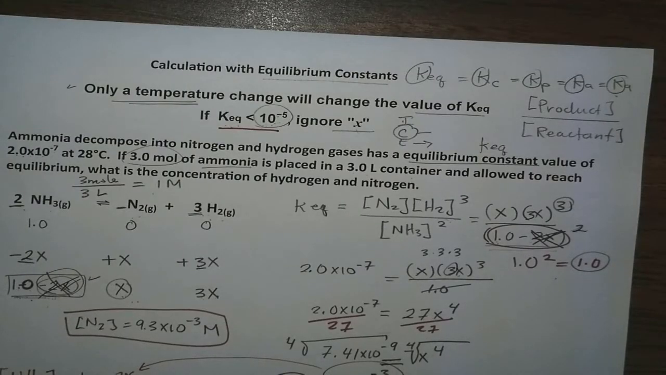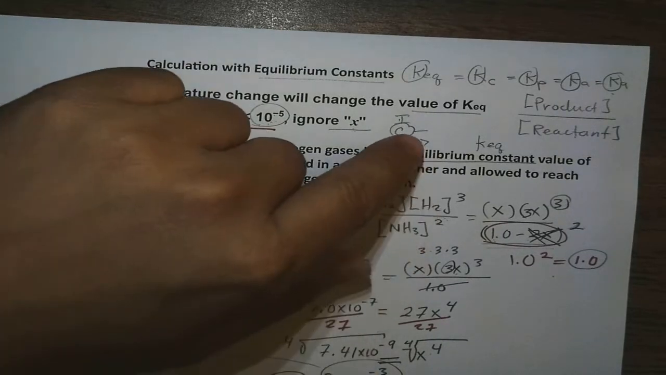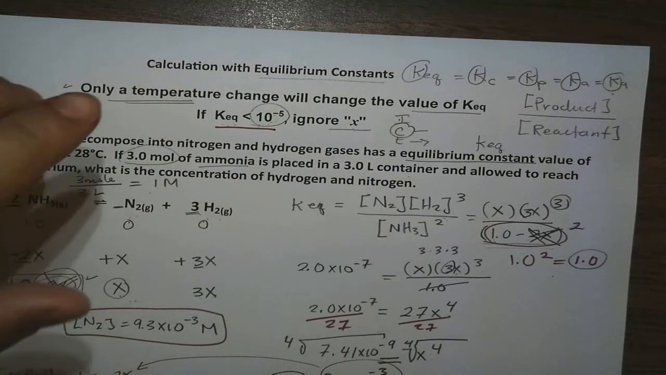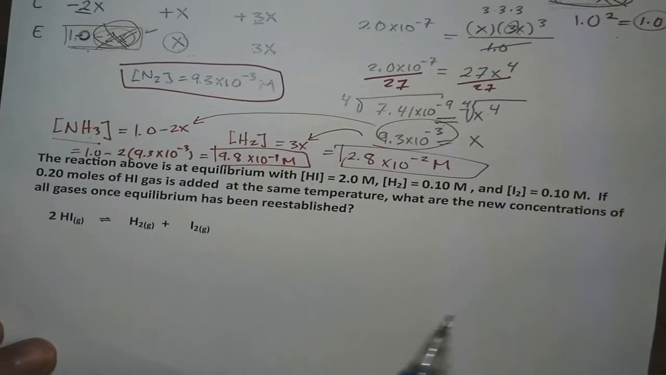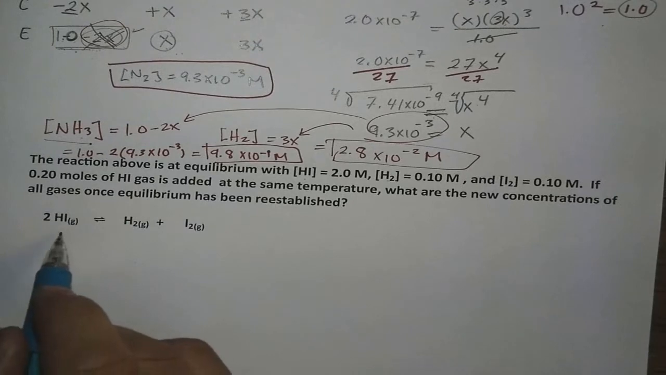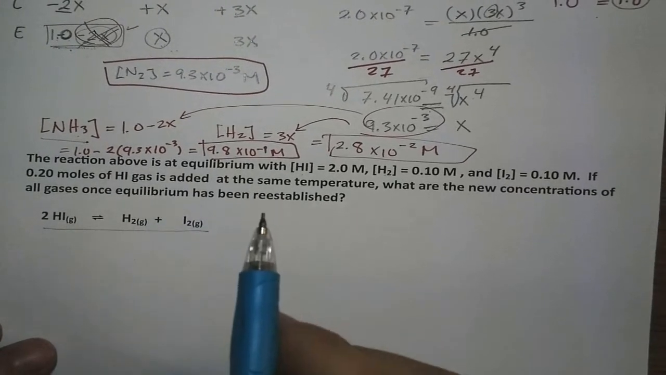Now let's try a problem where we're going to apply this concept right here. That is, the K equilibrium, or the value of K, will only change if the temperature changes. So here we have a reaction, in this case right here, and it is at equilibrium, okay?